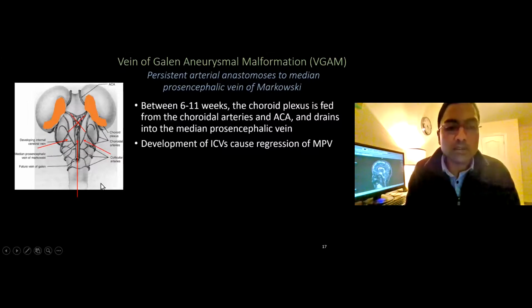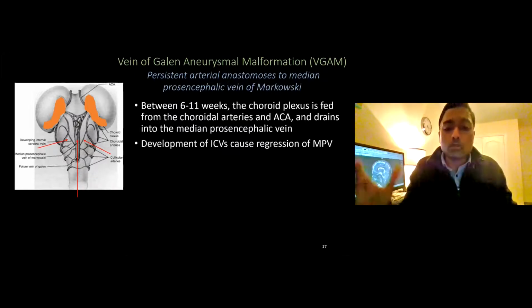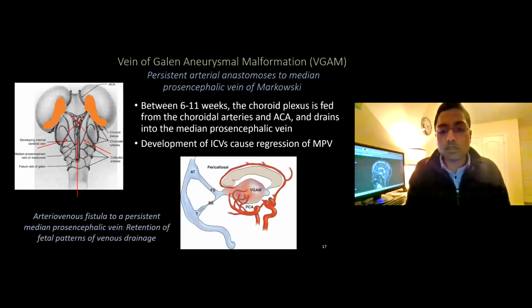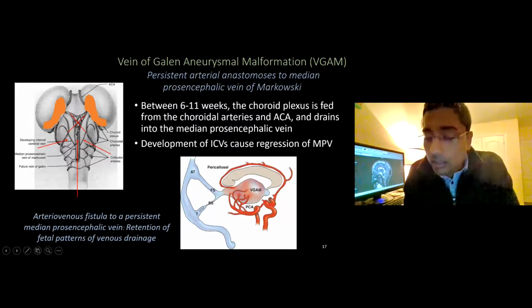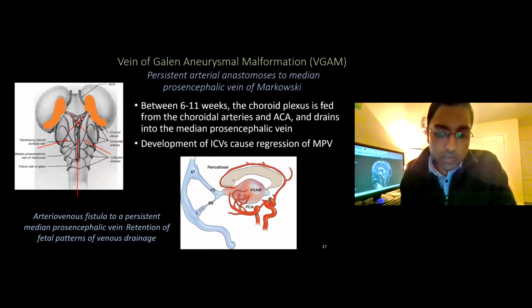But what will happen if this is not allowed to close? Suppose we don't allow this to close because there are AV shunts that are communicating directly into this. Then instead of regressing, it actually hypertrophies, it balloons, it becomes big, and then we end up with this situation. So this part of the median prosencephalic vein, which normally should have regressed, has now become a balloon, and that we call the vein of Galen aneurysmal malformation.